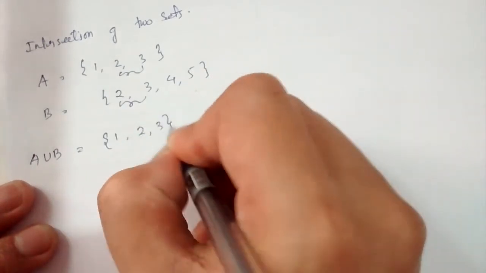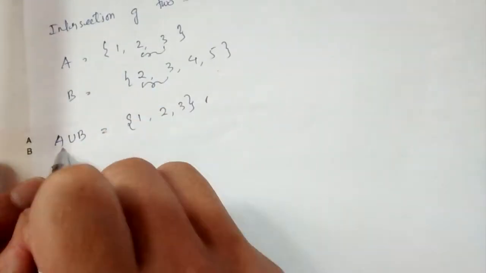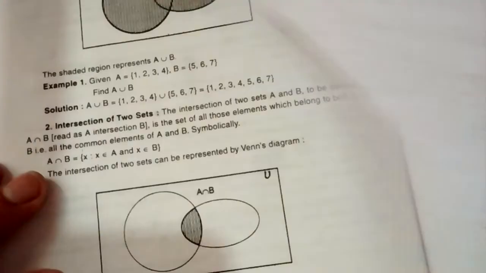Sorry, I think I'm using this wrong. Sorry, this is wrong. This is for union. Okay, now let's deal with the intersection of a set.